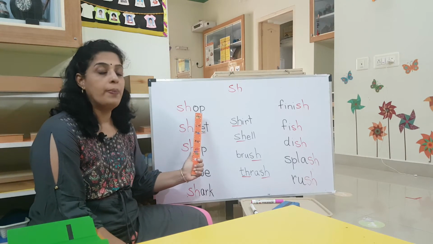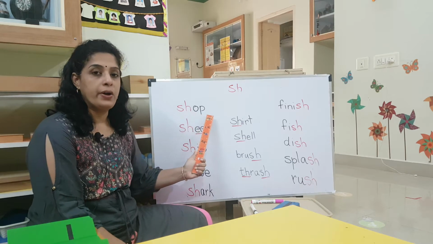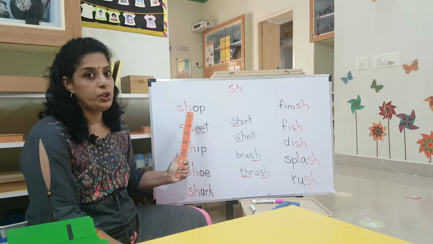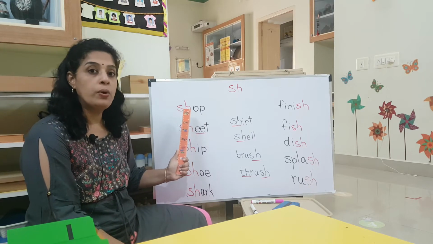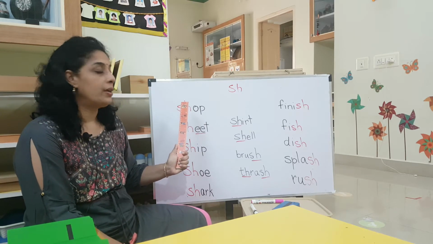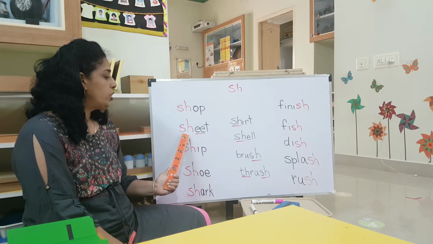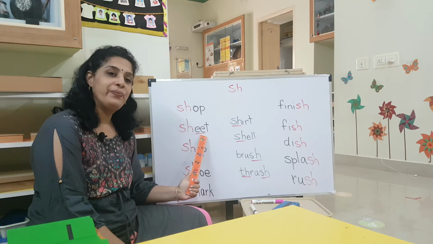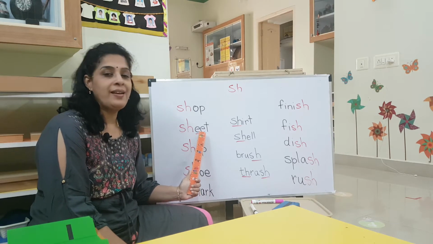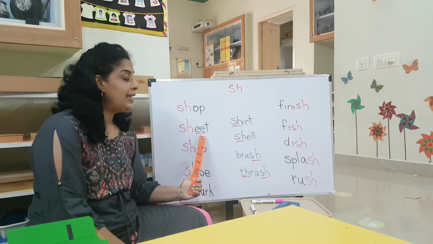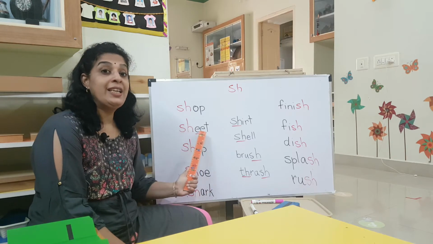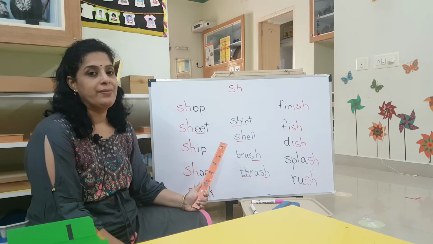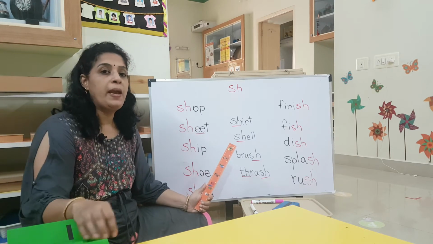Sh. Op. Shop. You know the shop, right? Shop to which you go and buy your chocolates. Next one. Shh. And you see here two E's together, so you'll say E. Sh-eat. Sheet, as in a sheet of paper.